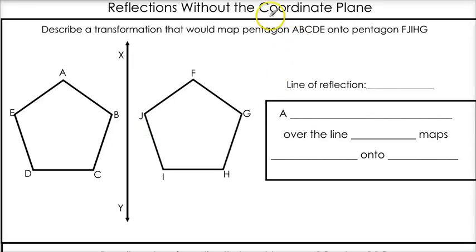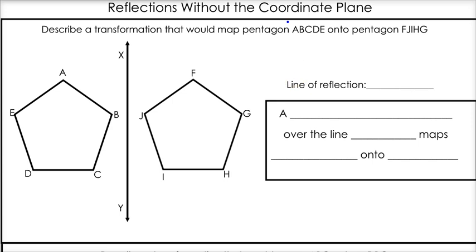All right, for the final part of this lesson, once again, I'm going to pull off the coordinate plane. So this is reflections without the coordinate plane. We've done it with the coordinate plane, and remember, that tells you where the lines of reflection are. Here, we don't use numbers, right? There's no y-axis or x-axis. But you still have to find the line of reflection to be able to figure out how to map things onto each other. So for this one, we're going to describe a transformation that would map pentagon ABCDE onto pentagon FJIHG. So how do I map these onto each other?